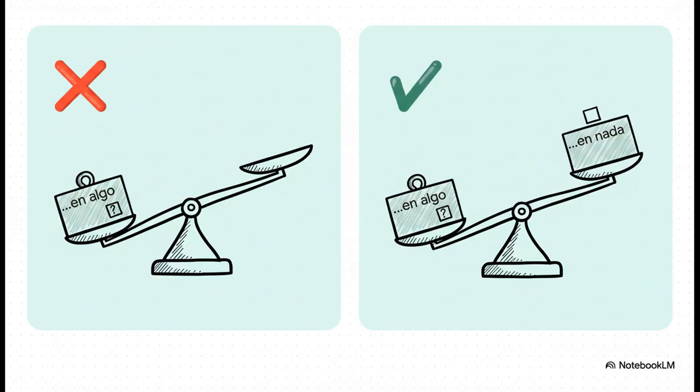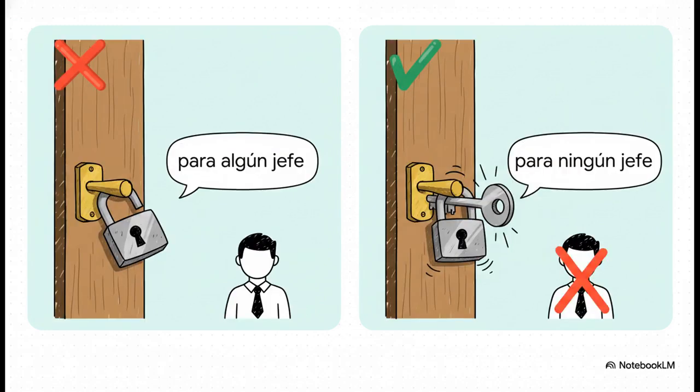And guess what? It's the exact same deal for this next one. If you're negating something and you start to think about something, en algo, that just flips right over to about nothing, en nada. Simple as that. All right, let's do one more just to really hammer it home. You think, for some boss, para algún jefe, but since the sentence is negative, it has to become for no boss, para ningún jefe. See that pattern? The positive word just gets kicked out, and its negative buddy takes its place.